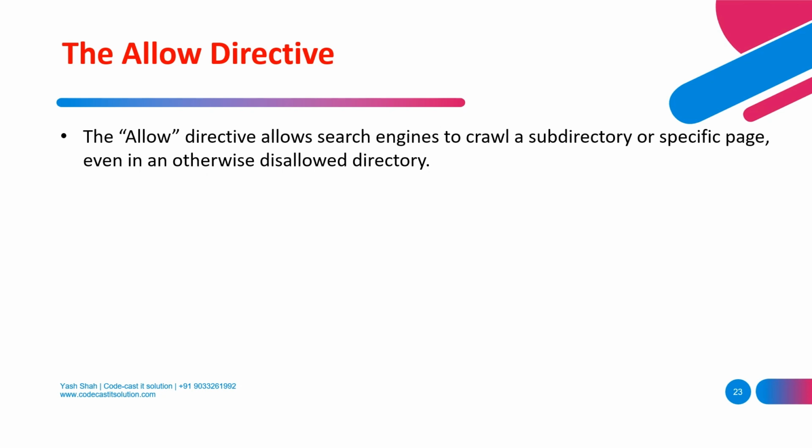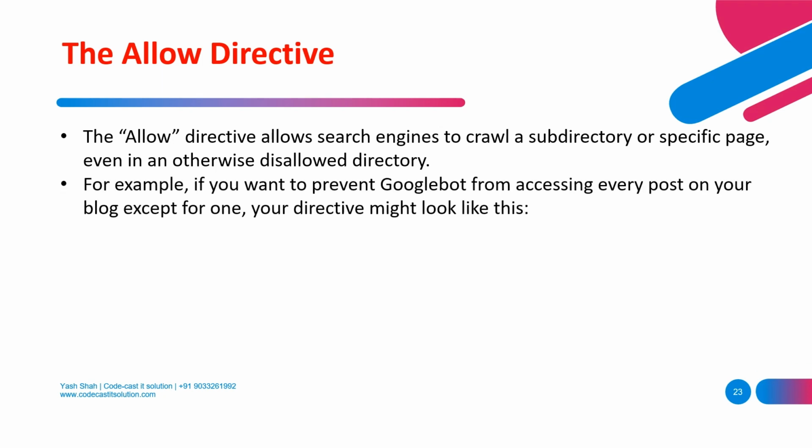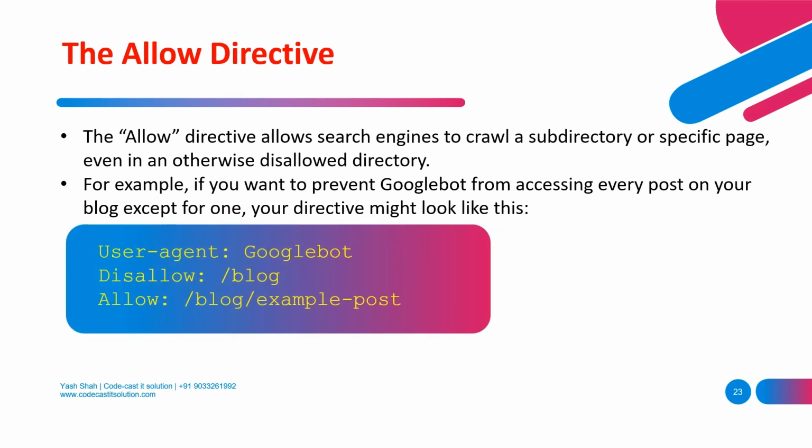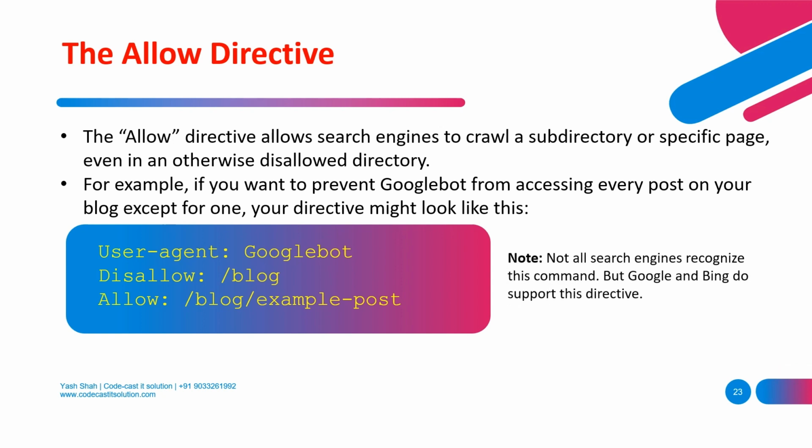The allow directive allows search engines to crawl a subdirectory or specific page, even in an otherwise disallowed directory. For example, if you want to prevent Googlebot from accessing every post on your blog except for one, your directive might look like this. Not all search engines recognize this command, but Google and Bing do support this directive.